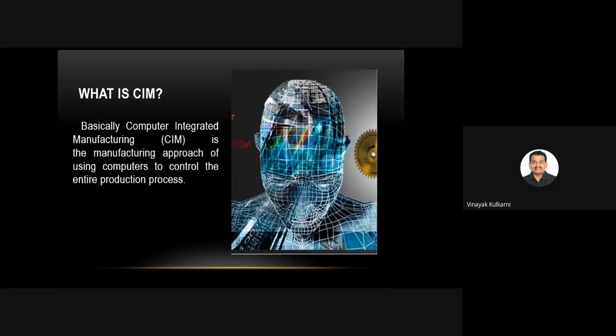So what is CIM? Basically, computer integrated manufacturing is a manufacturing approach of using computers to control the entire production process. Before we go with computer integrated manufacturing, do we really require automation? Anyone can unmute themselves and answer. No one? Yes, sir. As the production time decreases, sir, it will be helpful.